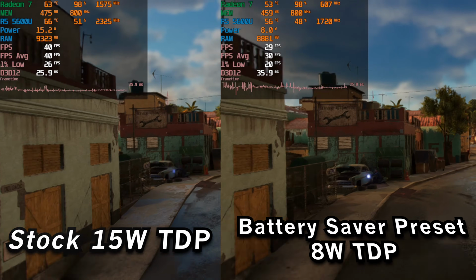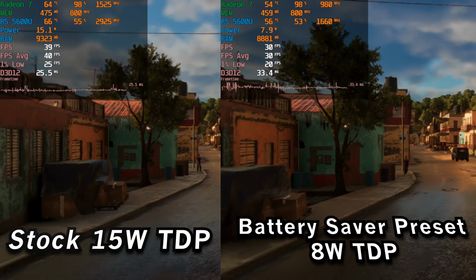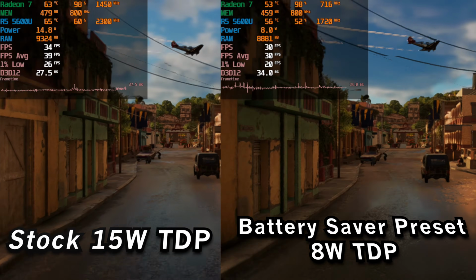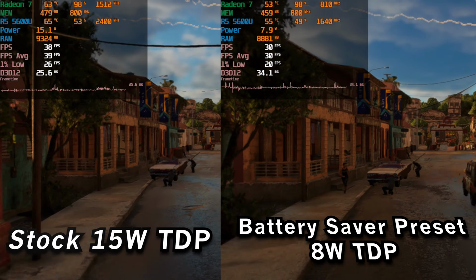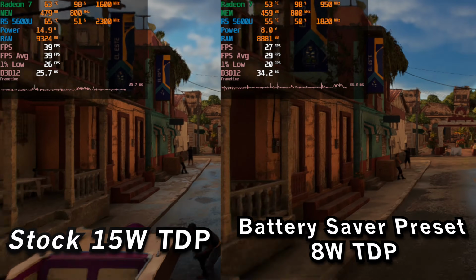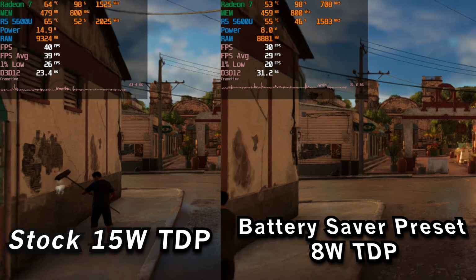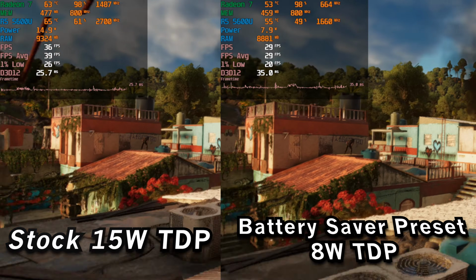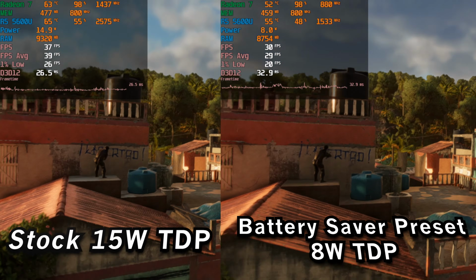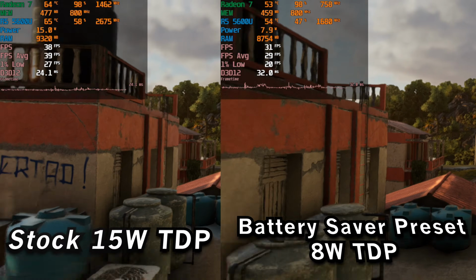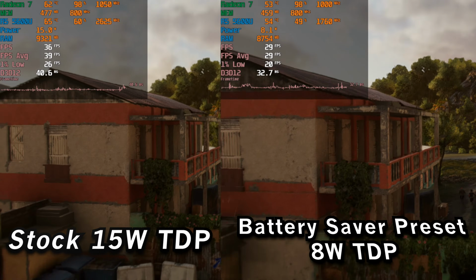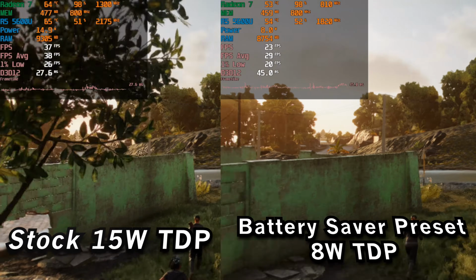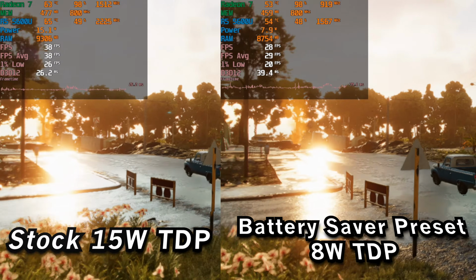Now, the most surprising thing here is how not completely terrible it is. It's a surprising amount of performance considering we're pretty much using half of the stock TDP wattage. Now, it's not a playable experience at all, and you can definitely see a reduction in FPS, but it has me interested now, because let's say you're playing a game like Stardew Valley on here. Well, you don't need the full 15 watt TDP. Maybe just blocking it to 8 and not even letting the system go any higher than that could give you some pretty decent battery life.